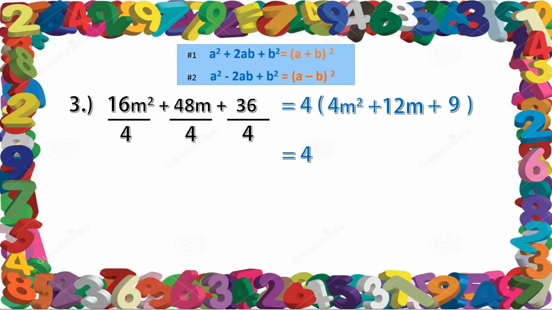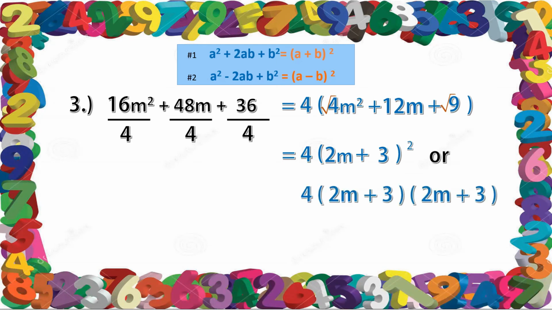Now remember the pattern. Now quantity, the square root of 4m squared is 2m. What operation must be used? Addition, exactly. Now the square root of 9 is 3. Very good. Then put squared. Or we can have 4 quantity 2m plus 3 quantity 2m plus 3. Good work!